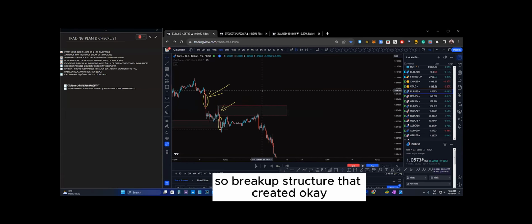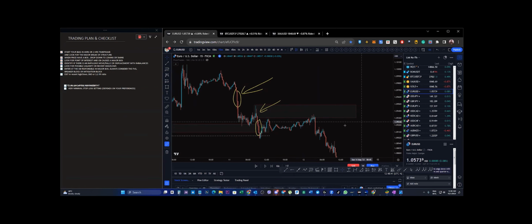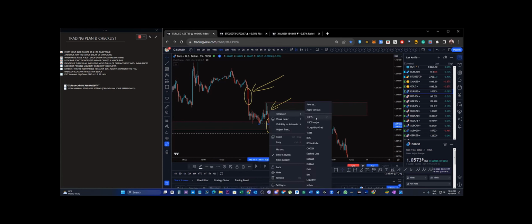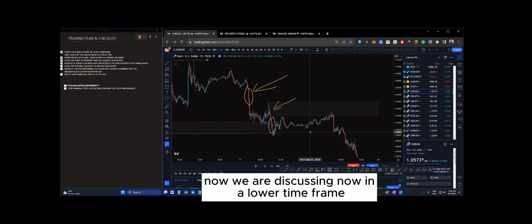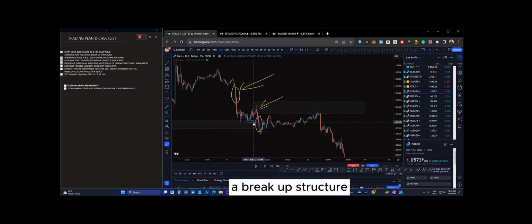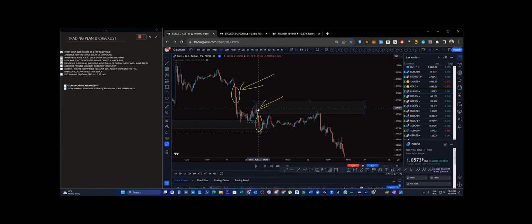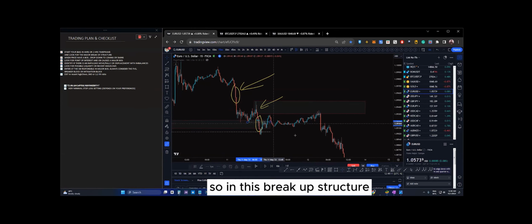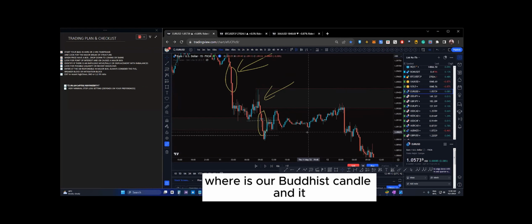So last bullish candle before breakup structure. So breakup structure that created. Okay? So ito yung breakup structure niya, di ba? Sa lower time frame. A breakup structure sa lower time frame, we are discussing now in a lower time frame, a breakup structure that created, okay, ito yung latest natin, breakup structure here. Sabi is yung bullish candle bago magkaroon ng breakup structure.